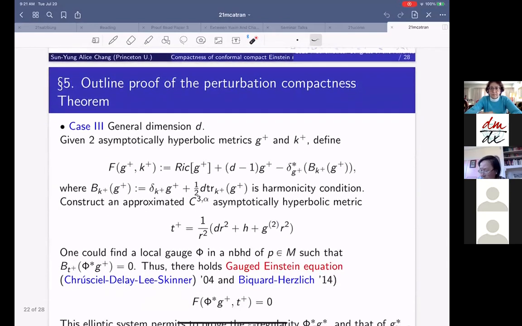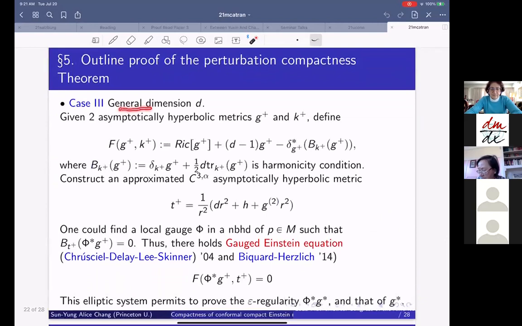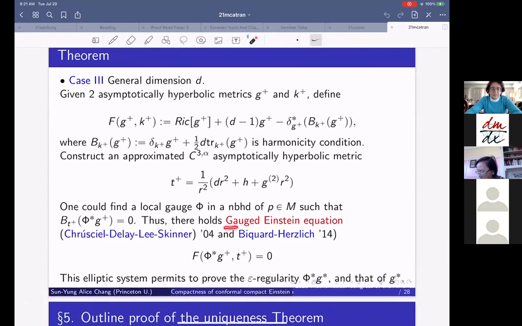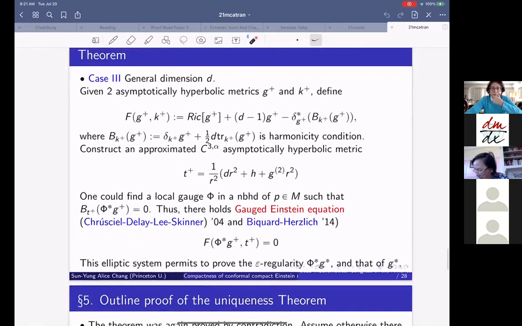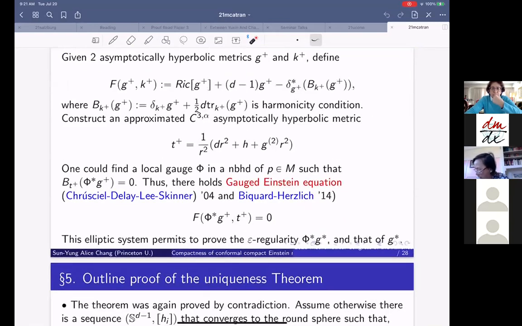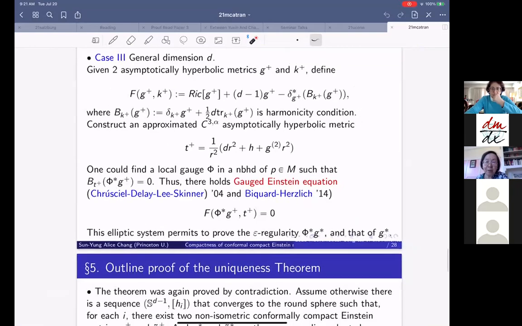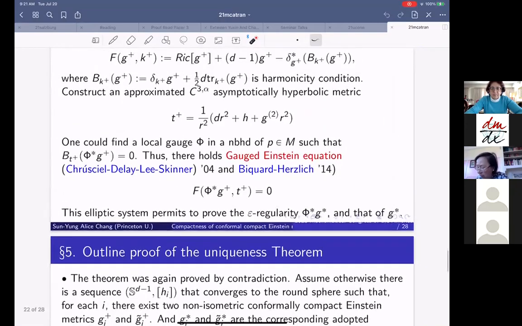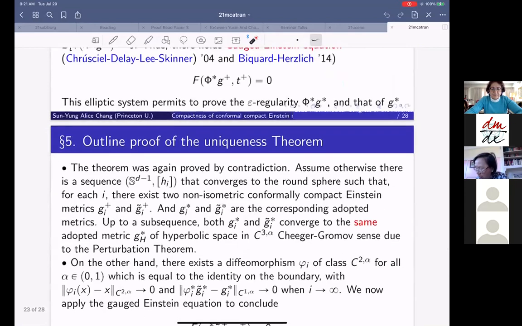I don't think I will have time to go into detail, but in general dimension, it turns out we can modify the above by using some results related to the gauge Einstein condition. That has appeared in the literature before to study this type of problem, which is Einstein and conformal to Einstein. So there is another elliptic system which is satisfied by G star. Okay, so let me skip some detail. There is a separate argument for even dimension, where things are easier to see, and for other dimensions we need more sophisticated tools.